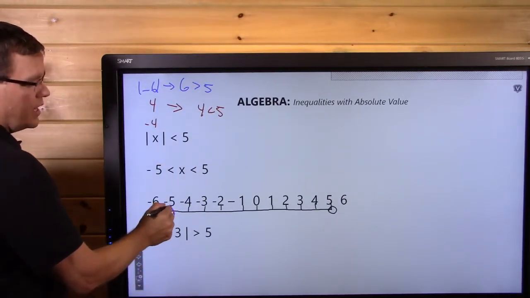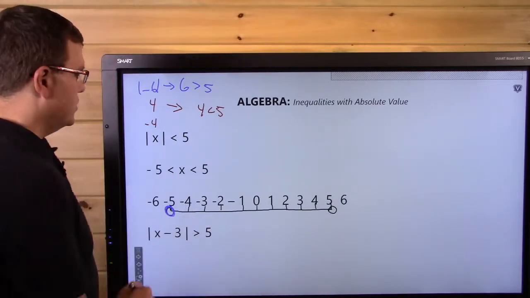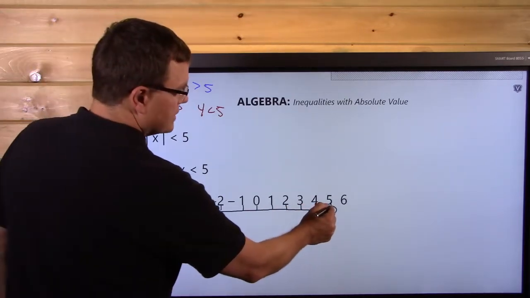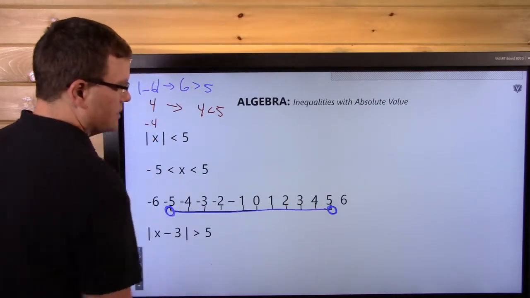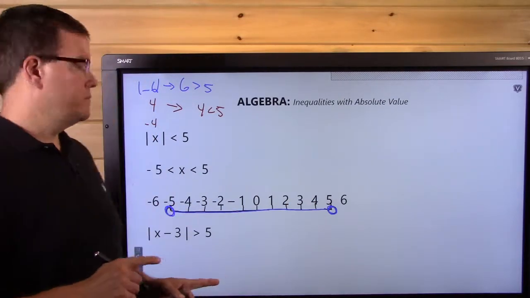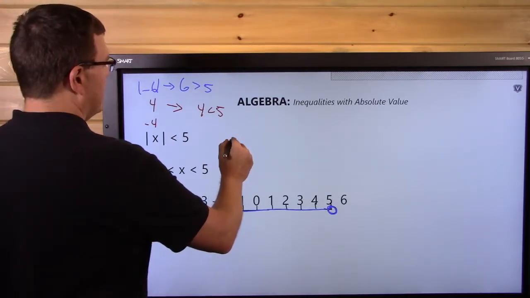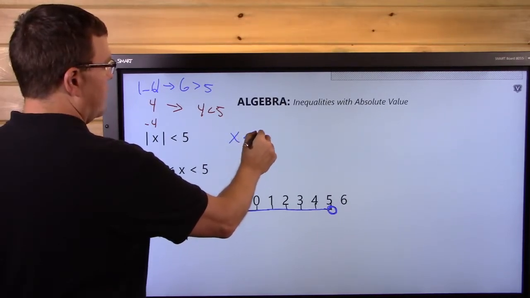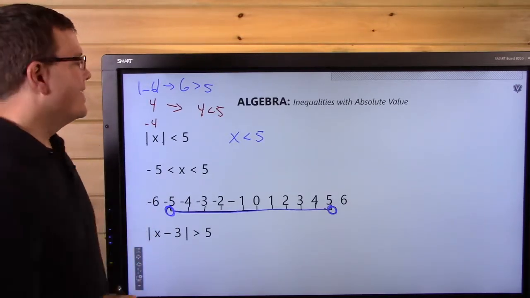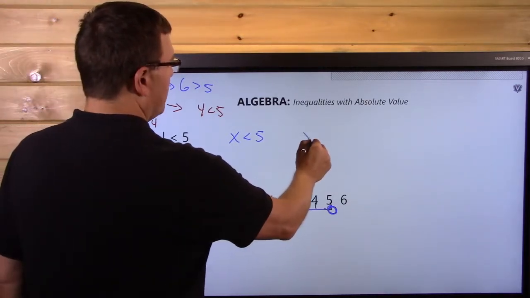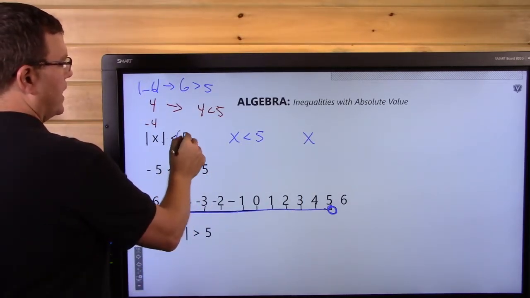So you can see we've drawn it out right here. The empty circle means that 5's not included. So -5's not included and +5's not included. But the rest of these numbers, everywhere from -5 to +5, not inclusive, works there. Now, one way that you do this is you simply take x is less than 5, right? So you just drop the absolute value signs. Then the second thing you do is you drop the absolute value signs, but you multiply the other side by -1.